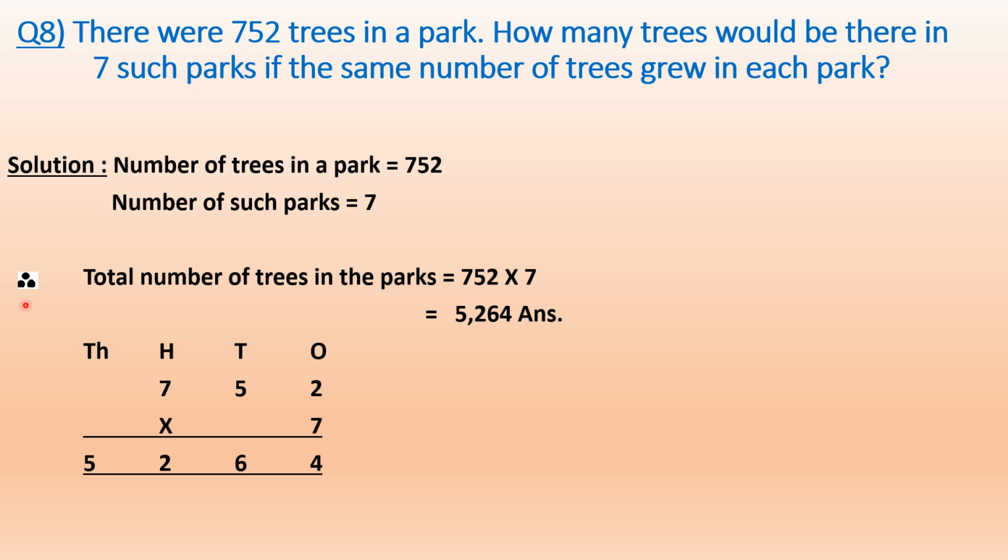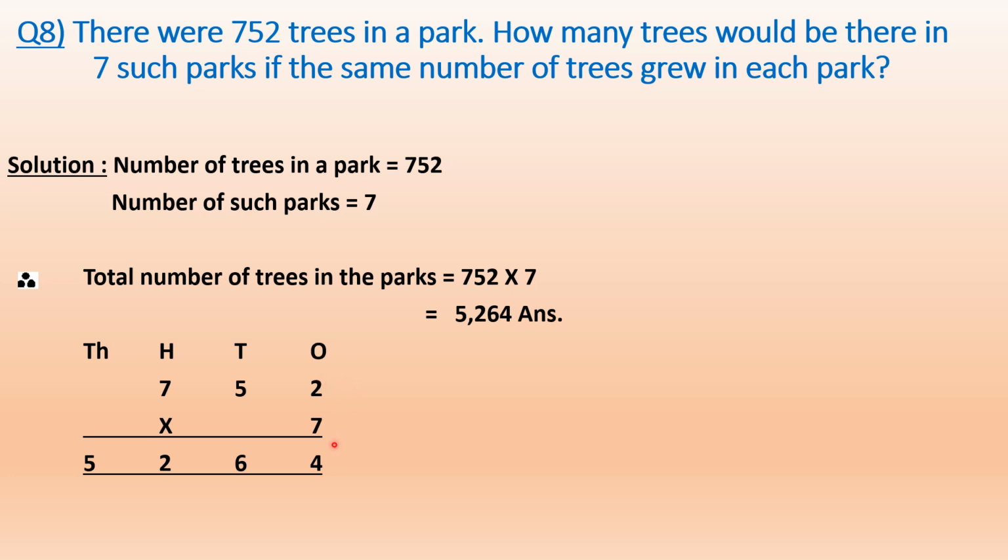Therefore, total number of trees in the parks. In all 7 parks, how many trees are there? So there will be more trees, no? In one park, 752 trees. So in 7 parks, there will be more and more trees. So to find the greater number, we are doing multiplication. So you multiply this 752 and this 7. So we are writing 752 multiplied by 7. And do the multiplication here, children.